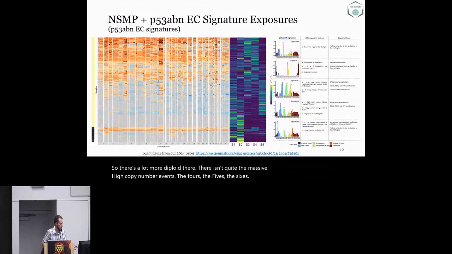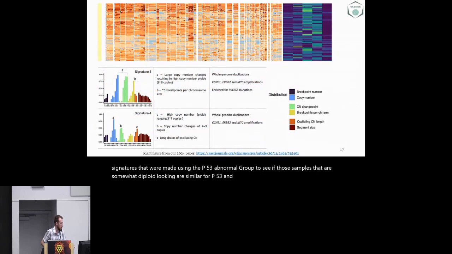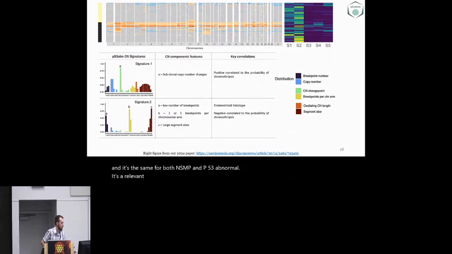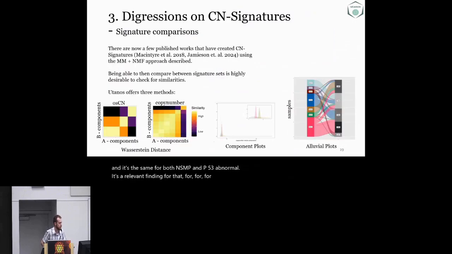And then you can show the signature exposures for that NSMP group to the signatures that were made using the P53 abnormal group, to see if those samples that are somewhat diploid looking are similar for P53 and NSMP. Blowing it up a little bit, you can see that signature 3 and signature 4 are elevated for the large copy number gain group. And for the more copy number normal group, it's signature 1 and signature 2. And it's the same for both NSMP and P53 abnormal. It's a relevant finding for those researchers.